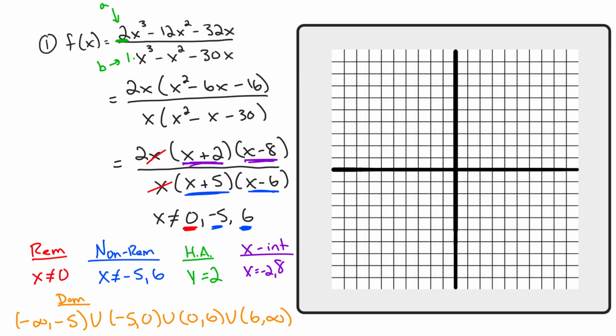1, 2, 3, 4, 5. Here is my first vertical asymptote. The next one is at 6. 1, 2, 3, 4, 5, 6. All right, those are the locations that the graph is never, ever going to touch. Next, the horizontal asymptote is at y equals 2. So we go up 2, and then we draw a horizontal dashed line.